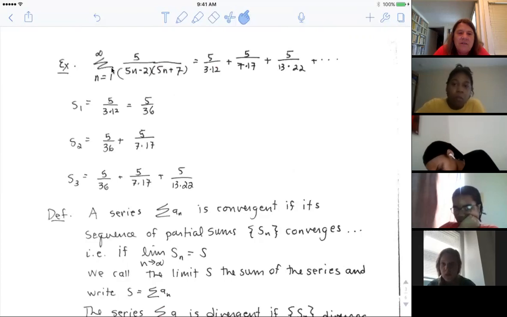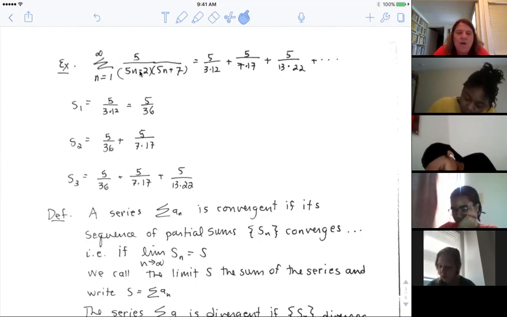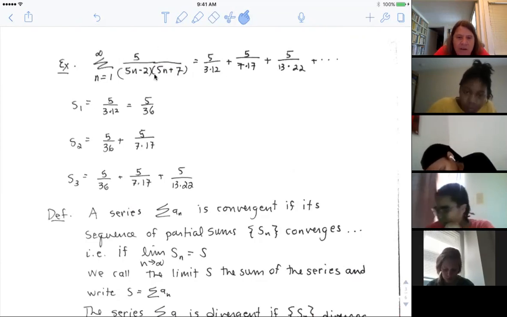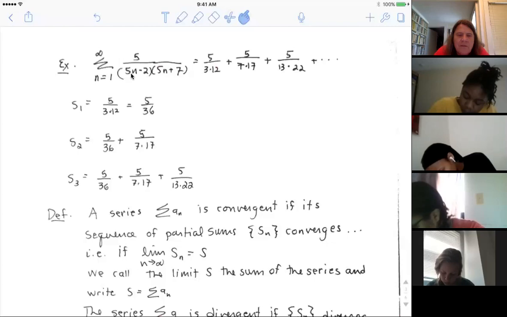Here's the series from n equal 1 to infinity of 5 over 5n minus 2 times 5n plus 7. And I want to write out some of the terms here. If I let n be 1, I get 5 over 3 times 12, just plugging in 1, I'll get 3 there and 12 there. The next one will be 5 over... If I plug in 1, I'll get 3. If I plug in 2, I'll get 10 minus 2. That should be a 3 there, guys.